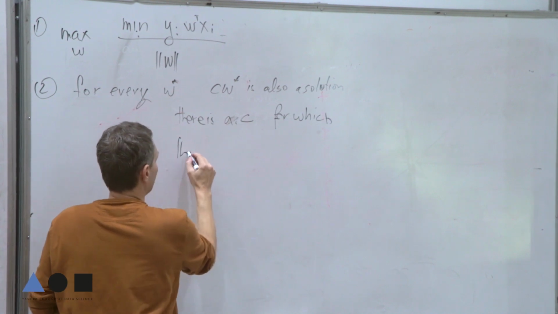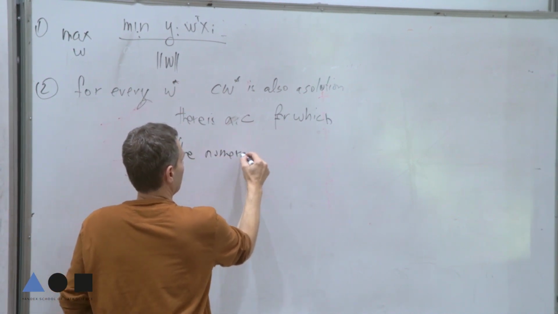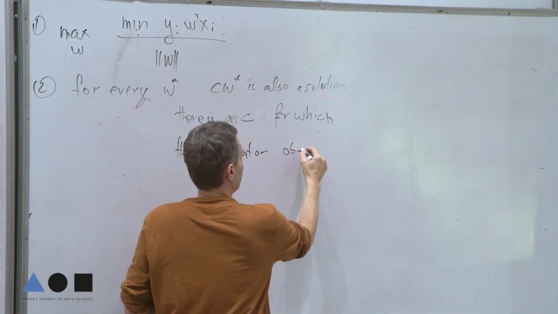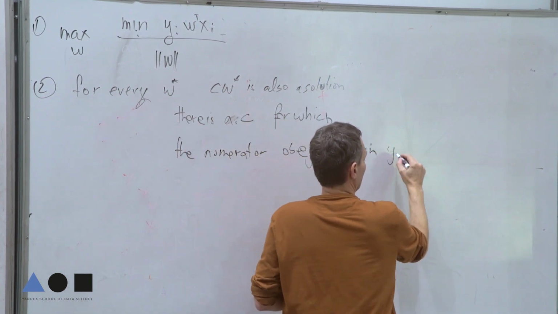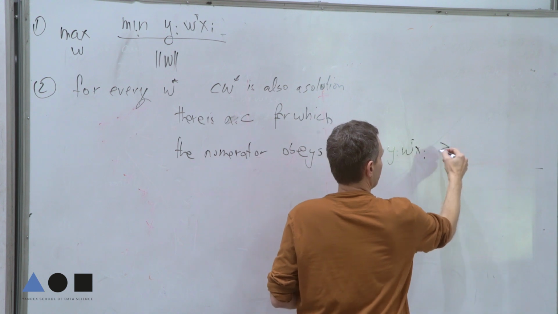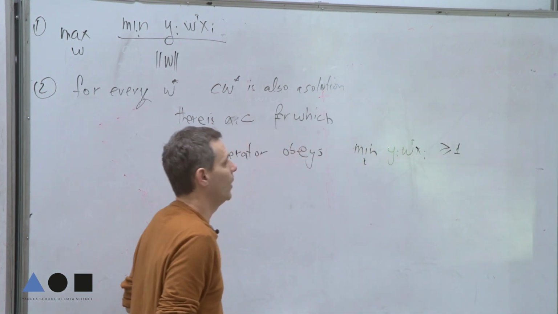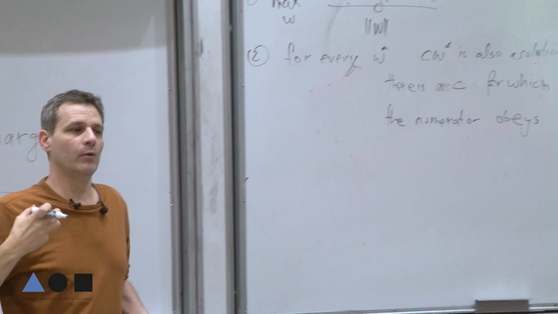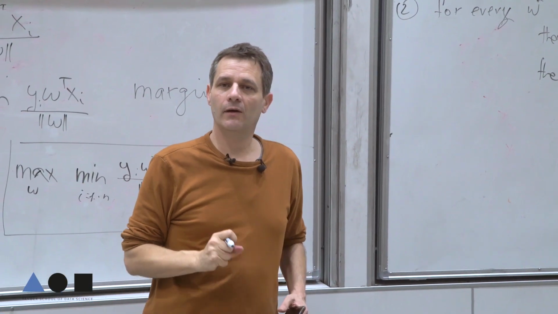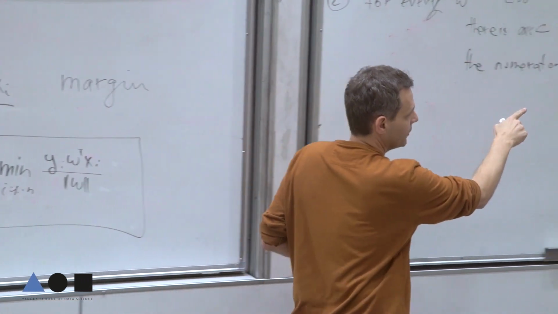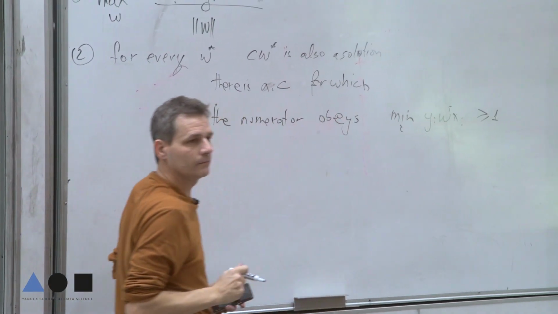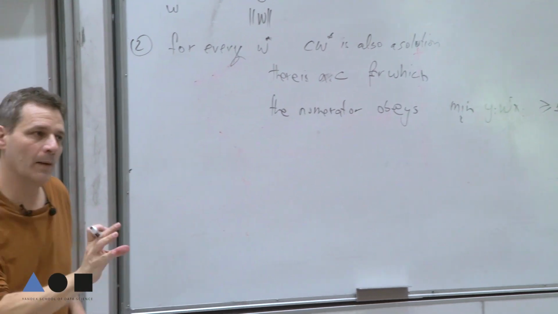For which the numerator obeys that yi w transpose xi is larger or equal to 1. Because we can just play with all these C's, and I want to choose C such that this is obeyed. And this will allow me to choose one member of the family.